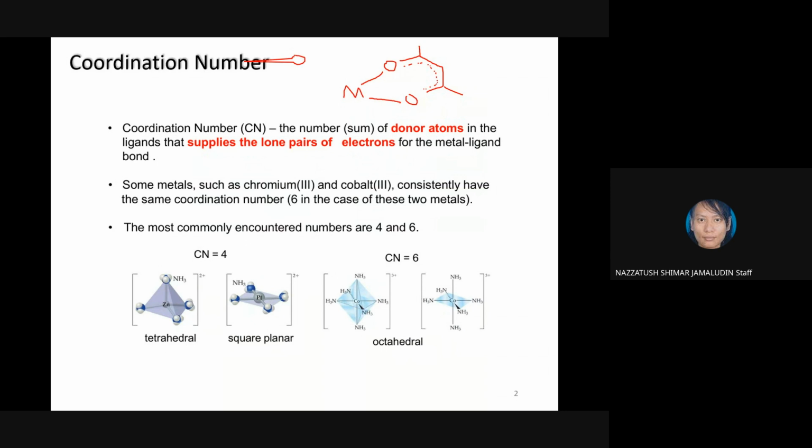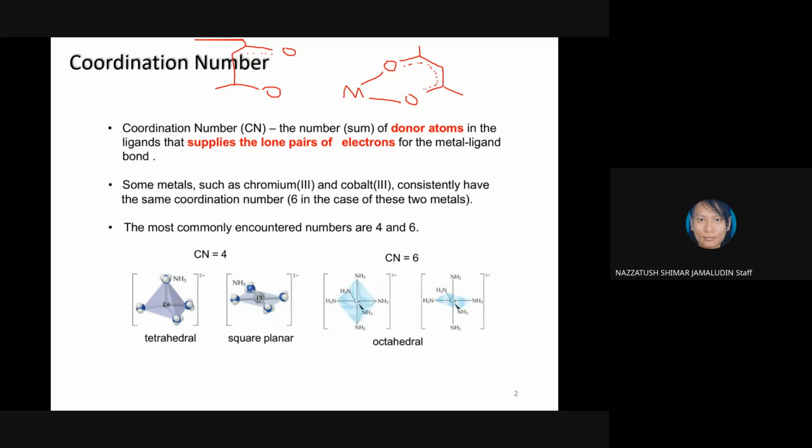Now, let's say you have another acetylacetone, okay? You have another acetylacetone here. You have another one, right? Like this, okay?